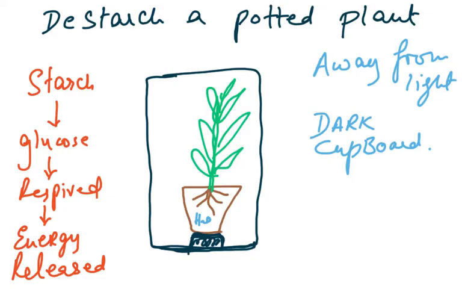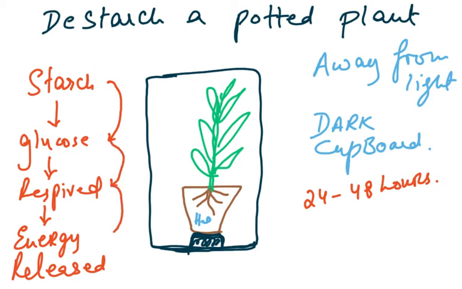In every experiment concerning photosynthesis, we have to de-starch a potted plant. What we do is we keep that plant in a dark room or in a dark cupboard or away from light, or you keep it in a box, and you have watered the soil. The reason is you don't want it to wilt, and you keep it in this for 24 to 48 hours. So why are you doing this? If there is any starch store, that's going to be converted to glucose. The glucose is going to be respired and energy is going to be released.